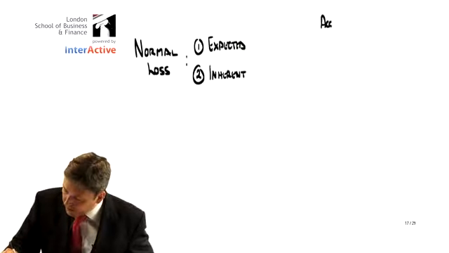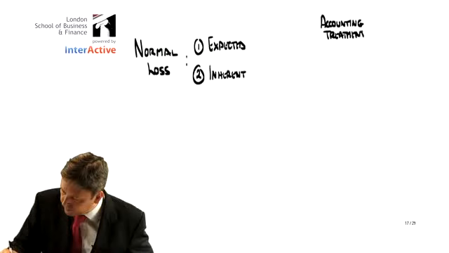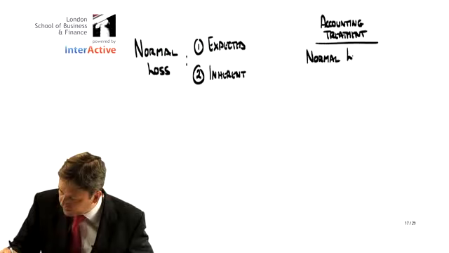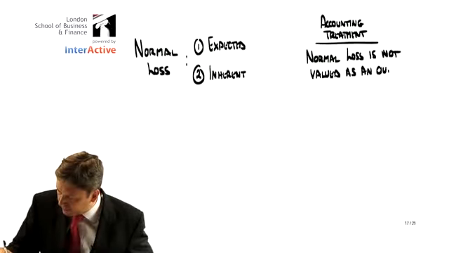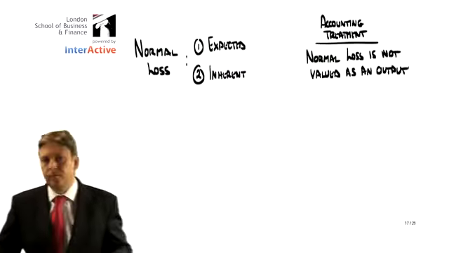So if we look at the accounting treatment, we'll simply say normal loss is not valued as an output. Maybe what we should do now is to look at a simple example. Let's take an example.